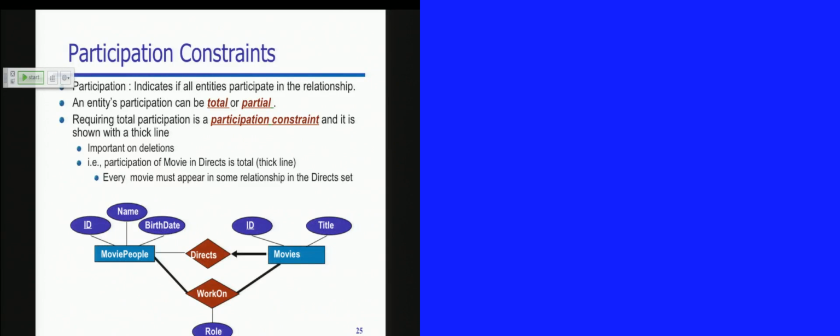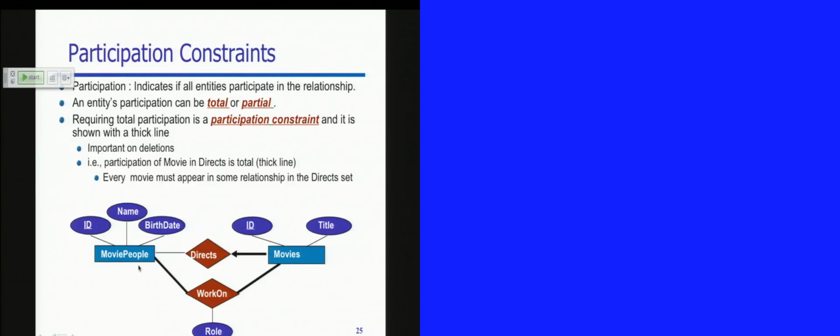So let's have a look at this example and see what it is saying. We have movie people and we have movies. A thick line indicates full participation. If I have movies and a thick line going towards direct, that means that every movie has to have a director. It also has an arrow, which means that it needs at most one director. So a thick arrow would mean exactly one director per movie.